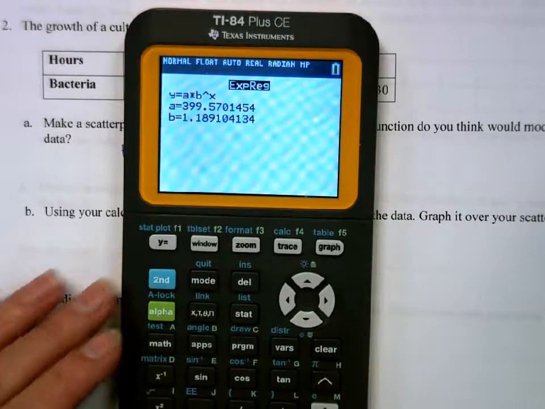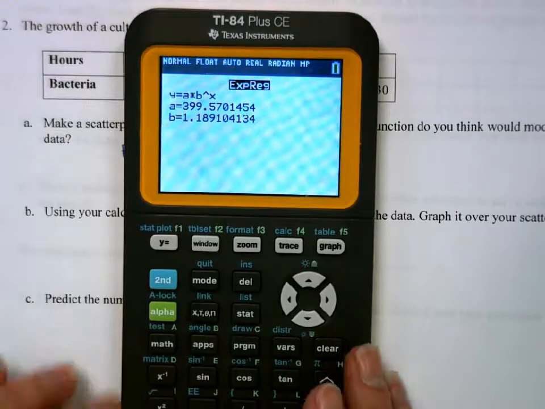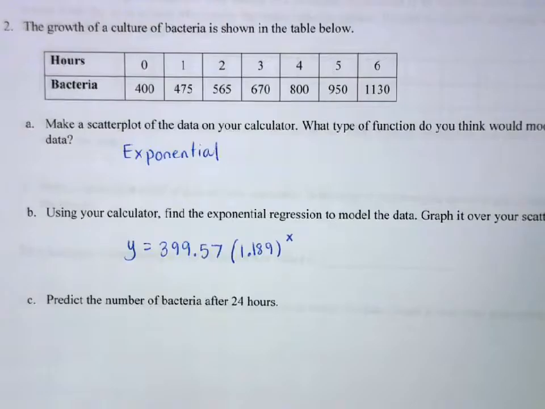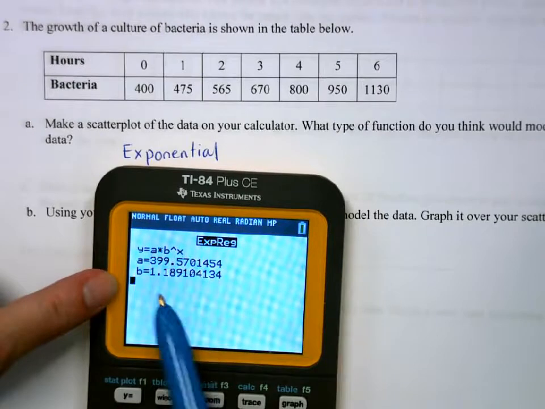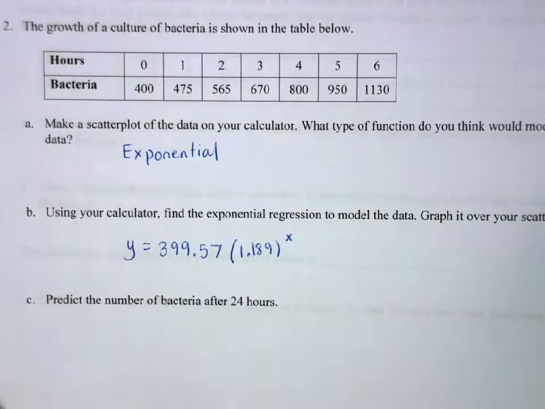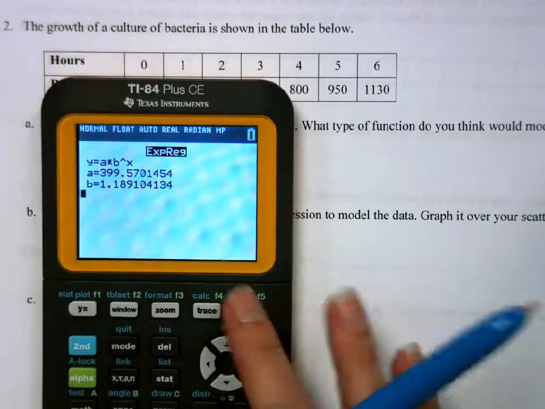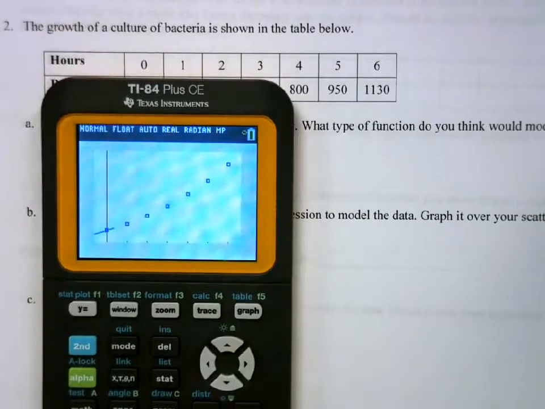Okay, so there is our exponential equation. We plug in the two values they gave us. It was a times b to the x, my a being the 399, my b being the 1.189, gives us this. I stored it in y1, so if I just hit graph, it's going to graph our exponential regression. Looks like a pretty good fit.